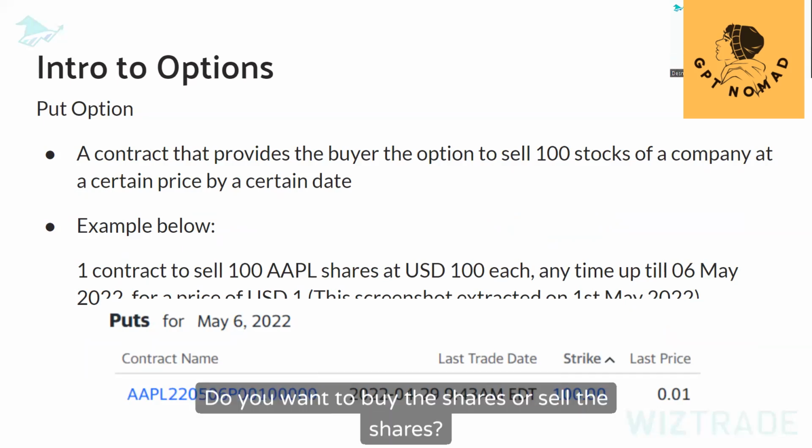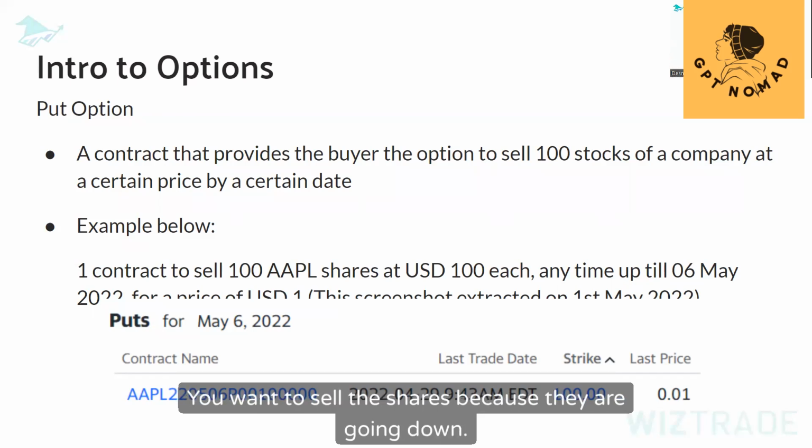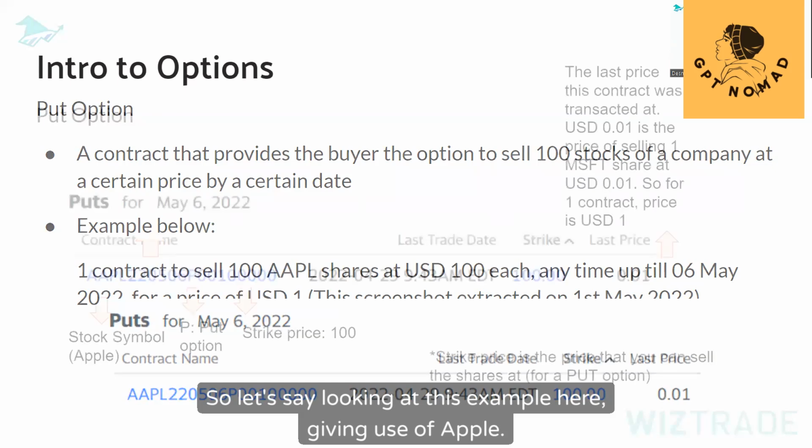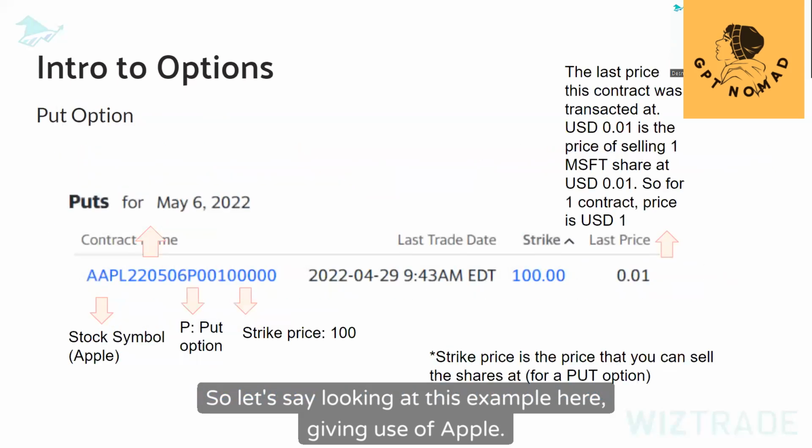Alright, do you want to buy the shares or sell the shares? You want to buy the shares because they're holding back. You want to sell the shares because they're holding back. Right? Let's look at this example, the visual example.